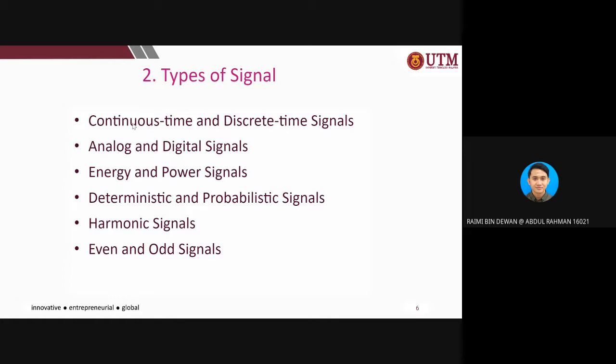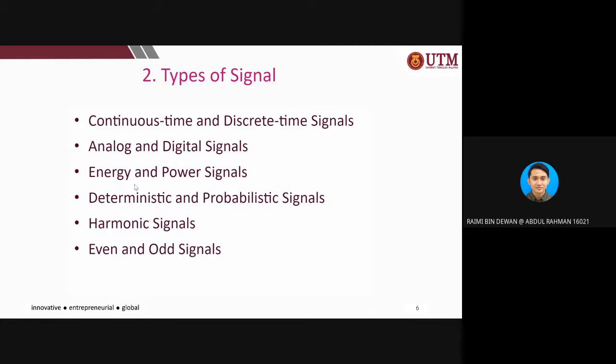Type of signal, we have continuous time and discrete time. So you see the words here, continuous time, discrete time, means there is a difference in the nature of the signal in time aspect. Then we have analog and digital signal, energy and power signal. Then we have deterministic and probabilistic signal, harmonic signal, and even and odd signal.